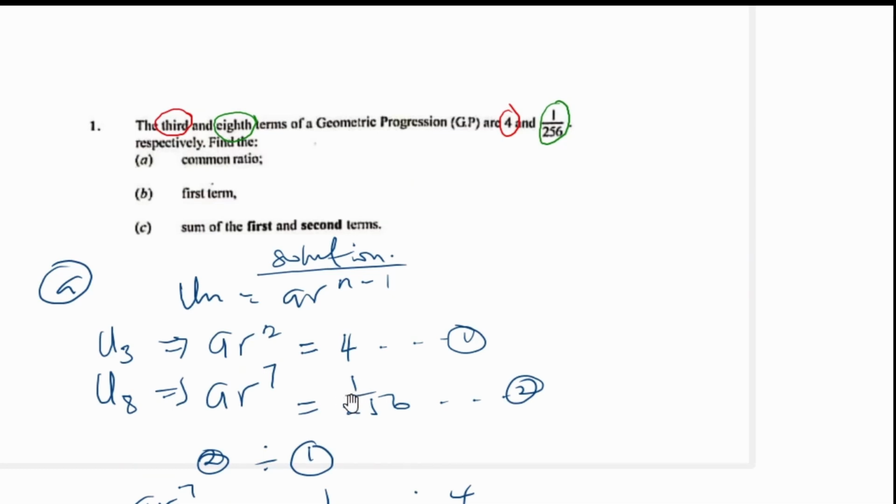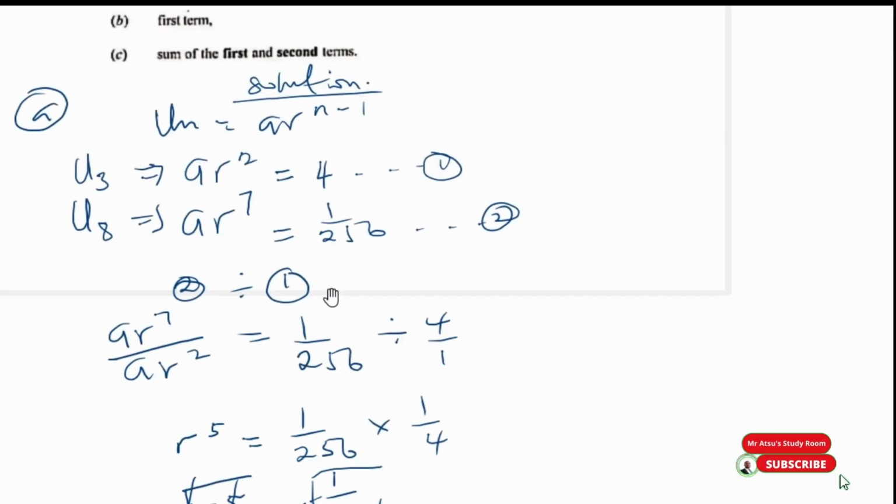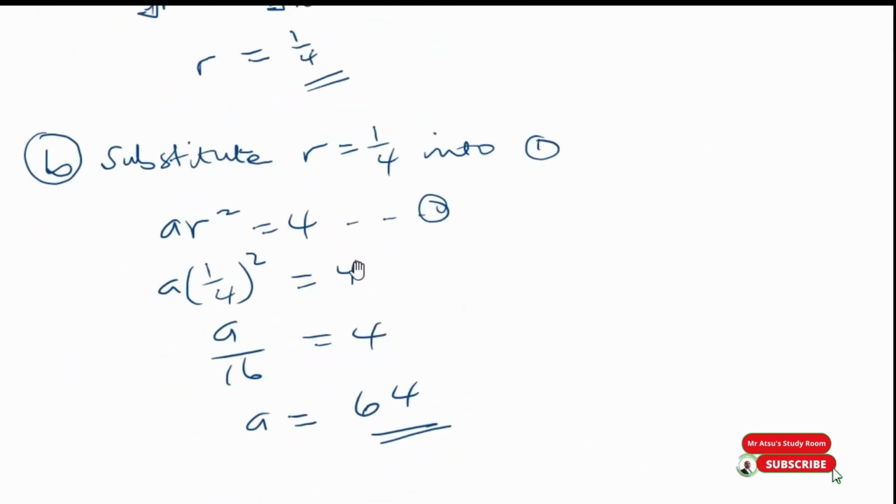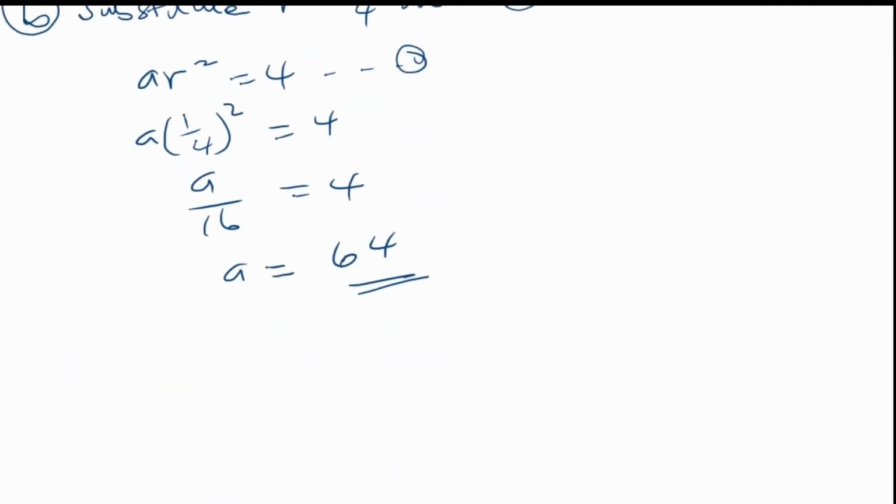And again, even if we substitute it into equation 2, we are still going to have 64. I just chose that because it is easier and smaller. Now let's go to the third part, which is C, where we find the sum of the first and the second terms of the sequence.